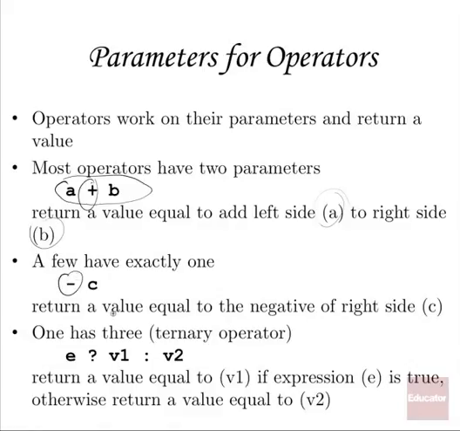Some operators, like this one, are unary operators. It has just one parameter, and returns the value on its right side. In this case, it negates whatever that value is. If it was a positive number, it makes it negative. If it was a negative number, it makes it positive. And we do have a ternary operator in C and C++, where we have an expression which is evaluated for true or false. If it's true, it returns the value of the first one between the question mark and the colon. And if it's false, it returns the second one.